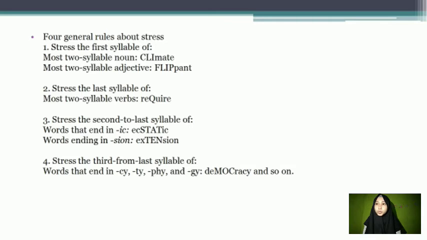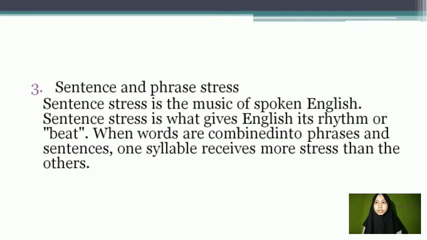For example, require. The next rule is stress the second to last syllable of words that end in IC, for example, ecstatic, and also words ending in -sion, for example, extension. And then the last rule is stress the third from last syllable of words that end in C, T, V, and G, for example, democracy. The third prosodic feature is sentence and phrase stress.